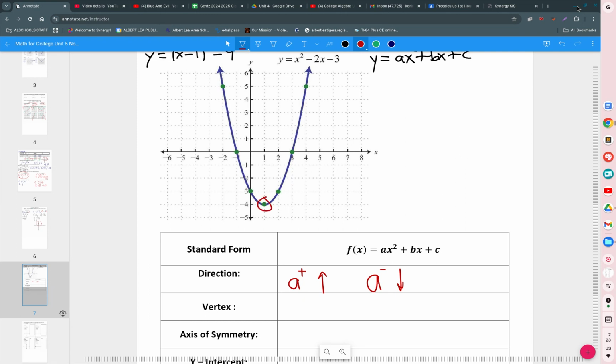This thing at the bottom here is called the vertex. The vertex of the parabola is one of the most important things to find. And the vertex is located at negative b divided by twice the a value. Once you find the x value, you find the y value by plugging it back into the function. So that's what f of x means. You just take it, plug it back in for x, and it produces the y value.